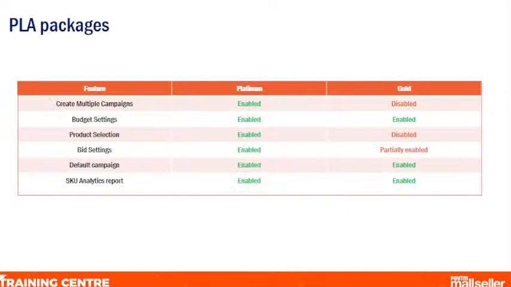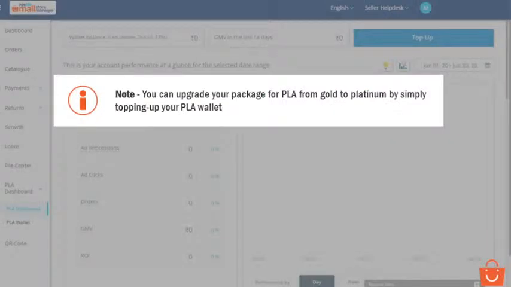There are various features which are enabled in the gold package, but various features are also there which are not there in gold package. But let me tell you one thing, platinum package have all the features you can see in the table right now. I'll tell you again that you can simply upgrade your package by simply topping up your wallet. You will get upgraded from gold to platinum.